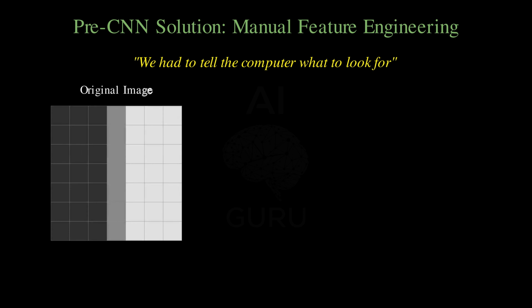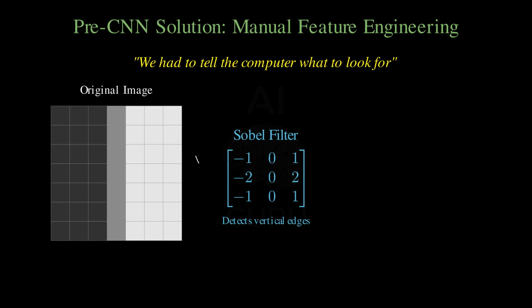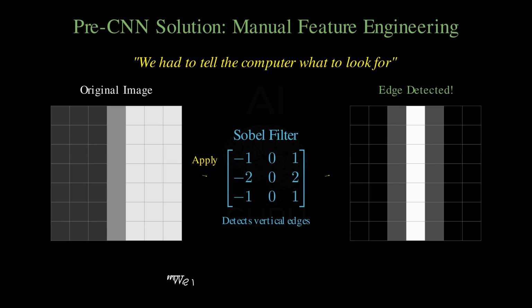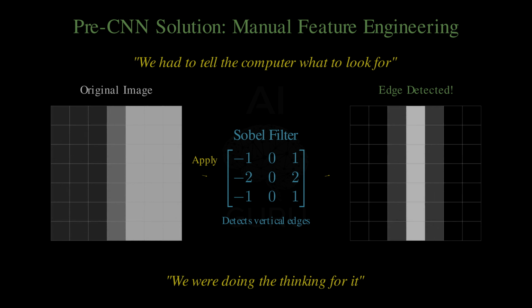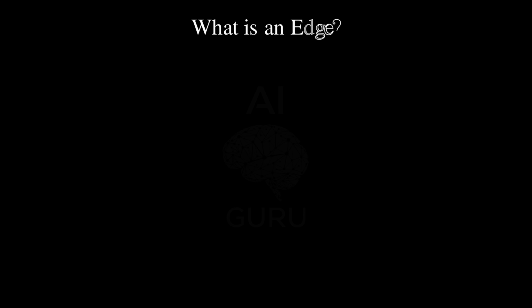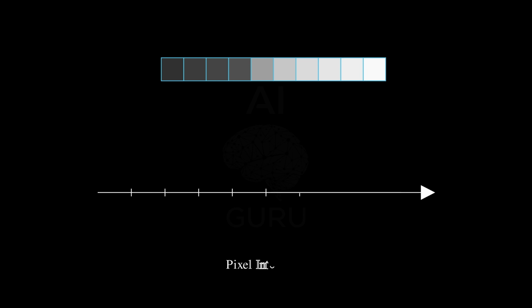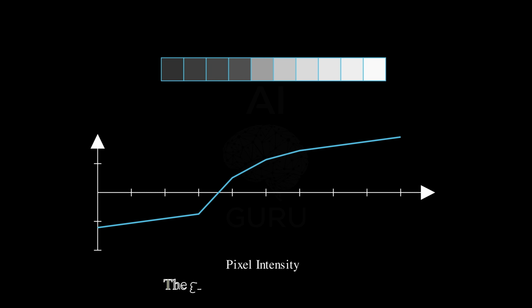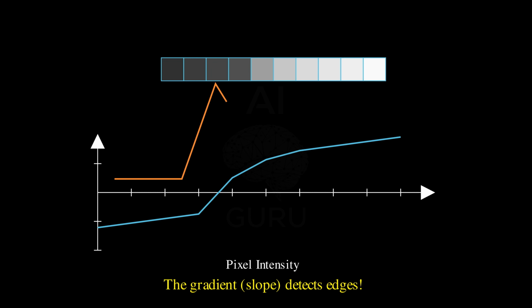This challenge actually led to some really fascinating work before deep learning, trying to manually engineer ways to find structure, like edge detection. Right, before CNNs, we basically had to tell the computer what to look for. Hey, find a dark line next to a bright line. We were doing the thinking for it. That's where you get things like the Sobel filter.